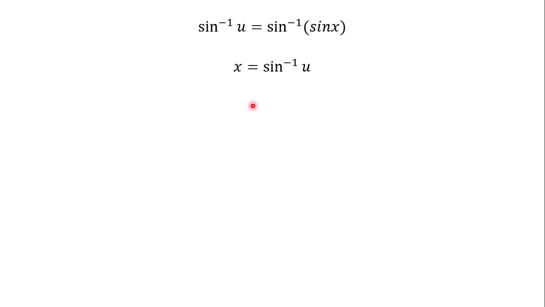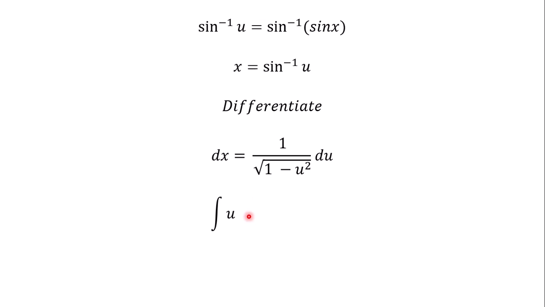Here we are going to differentiate. Now when you differentiate x, we are going to get dx. When you differentiate sine inverse of u, we are going to get 1 over square root of 1 minus u squared du. Now let's put this into the integral and continue from there. u times 1 over square root of 1 minus u squared gives us u over square root of 1 minus u squared.